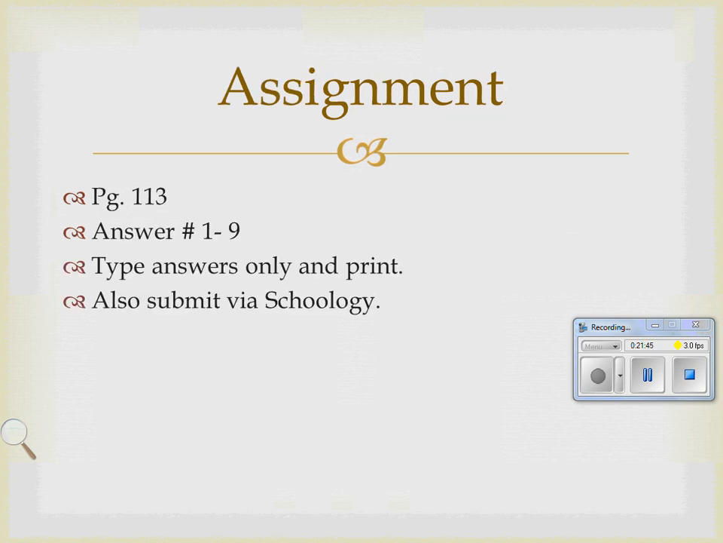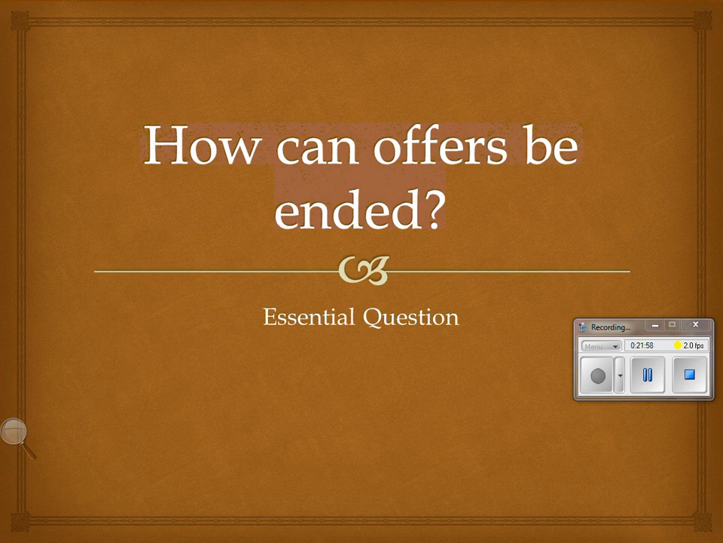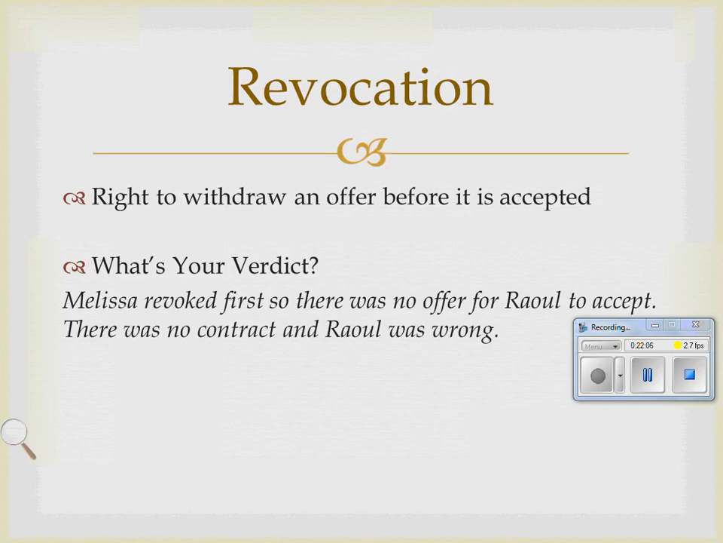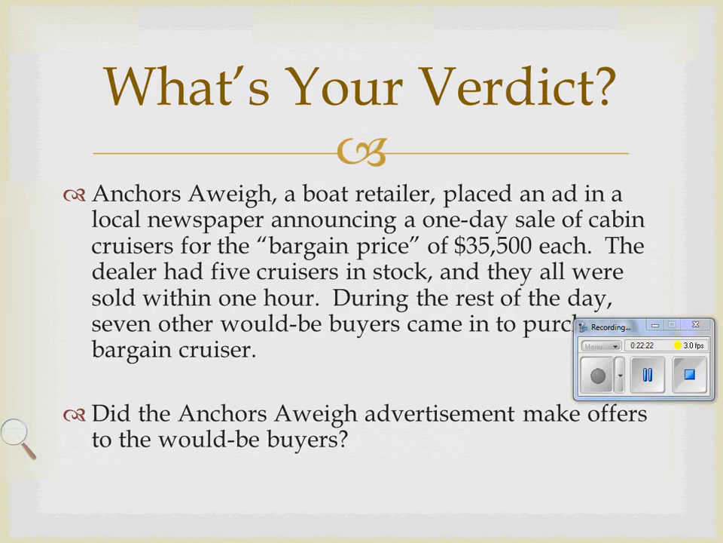Okay, so the assignment was 113, answers 1 to 9. You guys have actually already done this, so we'll come back to it then. You'll have a chance later. All right. So we're moving on to termination of offers. How can offers be ended? That is our essential question here. Revocation. That is the right to withdraw an offer before it is accepted. So in our What's Your Verdict, Anchors Away.